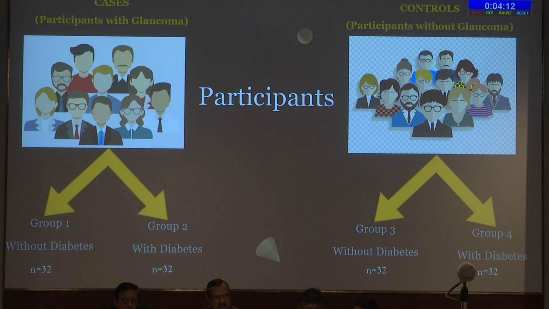The participants were broadly divided into cases and controls, cases being participants with glaucoma, further subdivided into without diabetes group and with diabetes group, and controls were participants without glaucoma, further subdivided into without diabetes and with diabetes group.